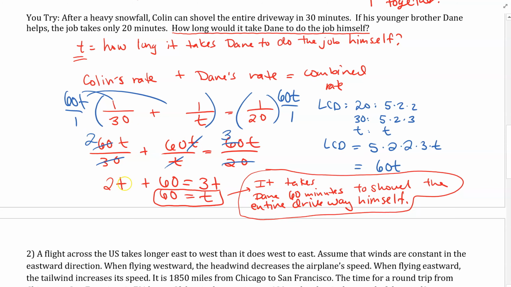So I was left with 2t plus 60 equals 3t, and then if you subtract 2t from both sides, you just get 60. 1t equals 60. So basically it would take Dane 60 minutes to shovel the entire driveway himself because he is Colin's younger brother, right?